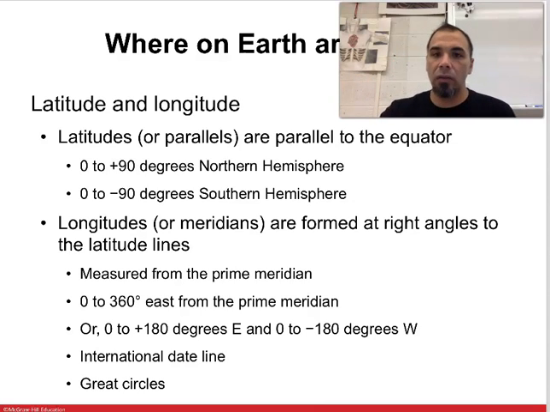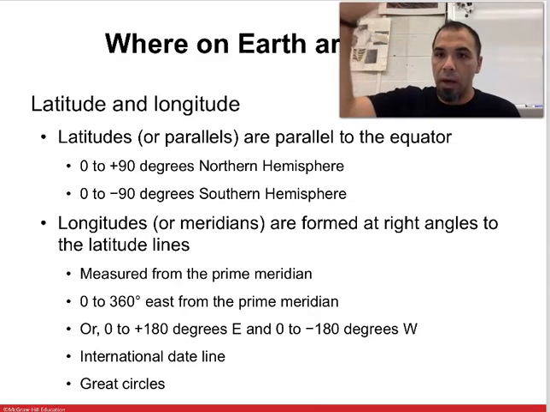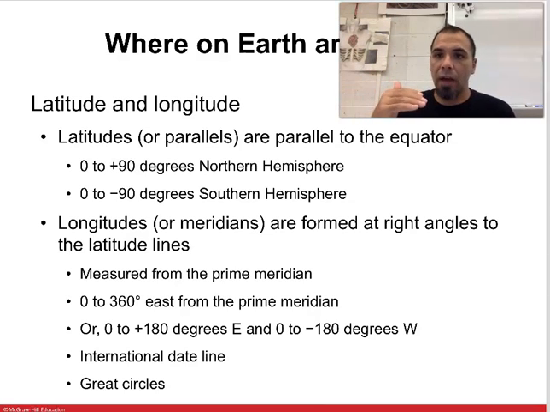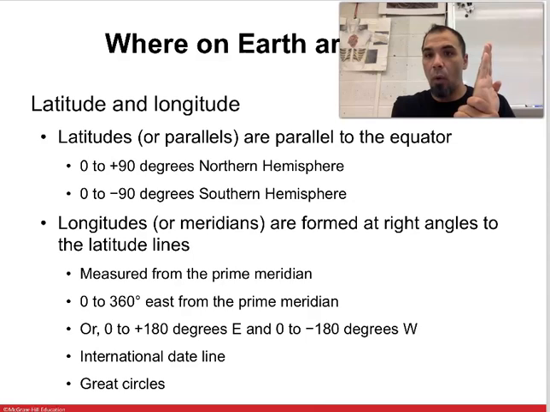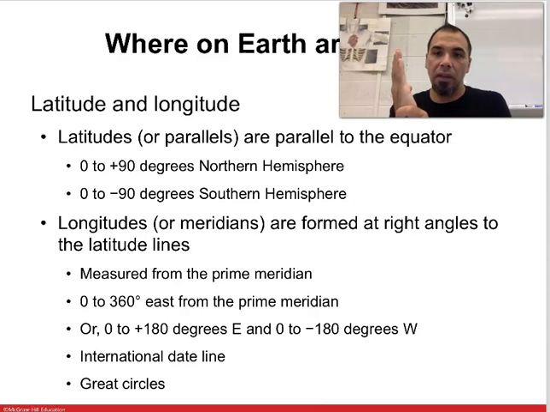So latitude, parallels, right? The Equator, the Tropic of Capricorn, the Tropic of Cancer, those kinds of things would be latitudes. Longitudes are based on that meridian, and they start from the prime meridian and go from 0 to 360 east of that prime meridian. Or you can say, if anything's positive, it's going to be east of that prime meridian. If you see anything that's negative, it is west.